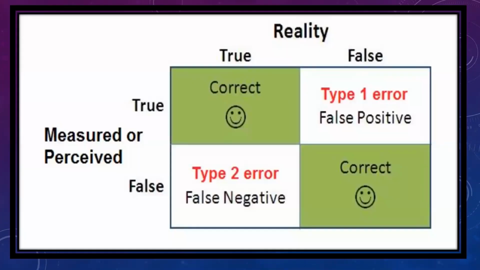Now here are the two errors, type 1 error and type 2 error. Type 1 error is rejecting null hypothesis when it is true, and type 2 error is accepting null hypothesis when it is false. These are the two types of error.